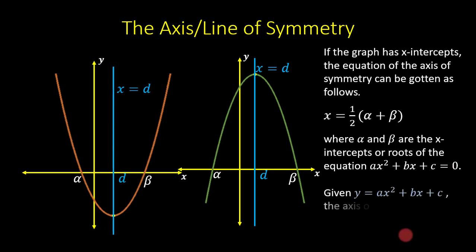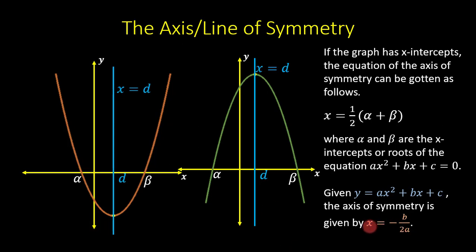Now, through calculus, given y equal to ax squared plus bx plus c as the equation of a quadratic function or graph, the axis of symmetry is given by x is equal to negative b over 2a. How is this gotten? Here, we differentiate y with respect to x and then set our resulting expression equal to 0, since at the turning point, the gradient there is normally equal to 0.